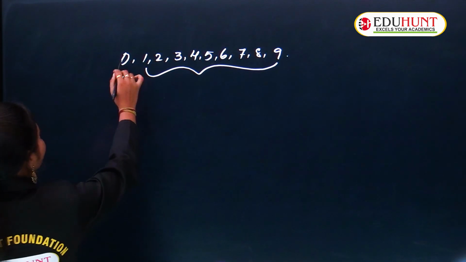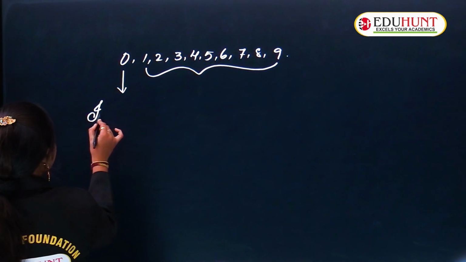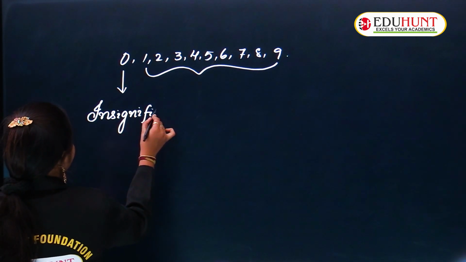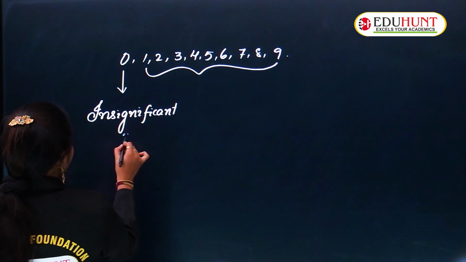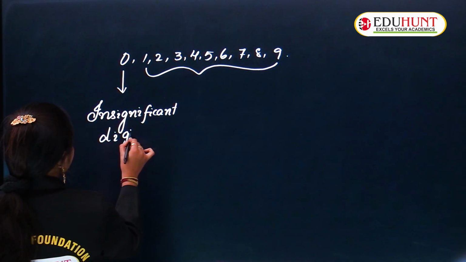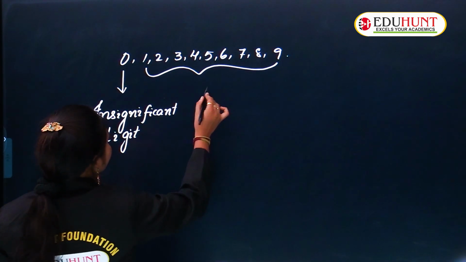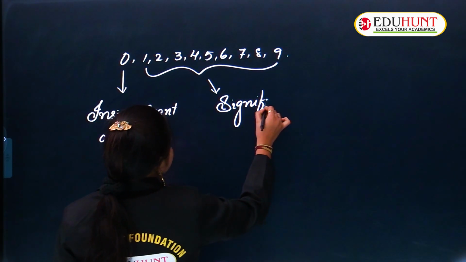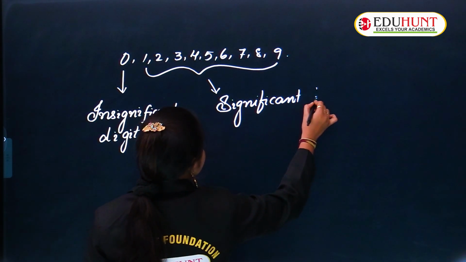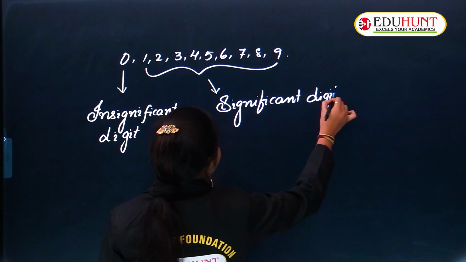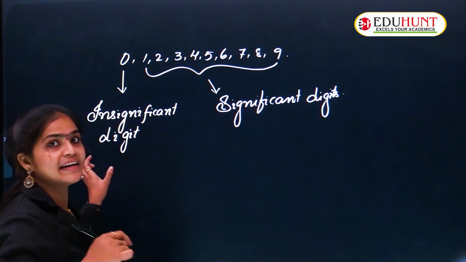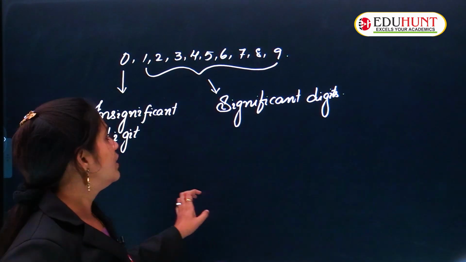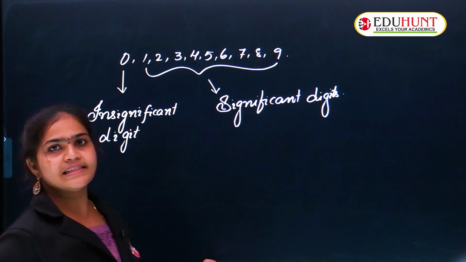Now see what we call that 0. This is called an insignificant digit. And 1 to 9 are called significant digits. Significant digits means which have value. Insignificant means that it doesn't have value if you take 0 alone. Understood? So this is about significant and insignificant.